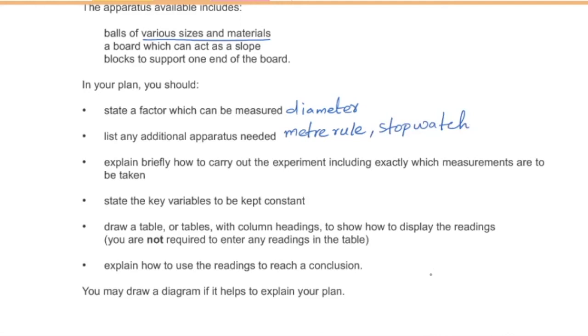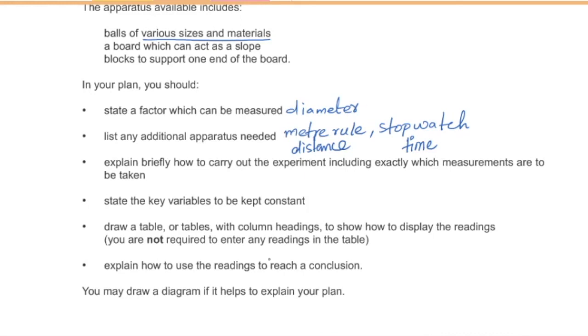Now, explain briefly how to carry out the experiment, including exactly which measurements are to be taken. Again, the meter rule will be used to measure the distance, and the stopwatch will be used as a timer to measure the time interval for which the ball travels between those two fixed points. And how we are going to carry out the experiment, we are going to take several readings of time and distance for each ball to improve the accuracy of our readings, and then take the average of speeds.